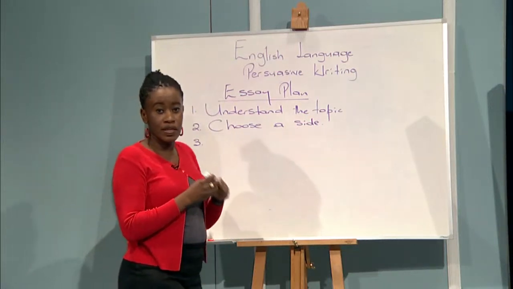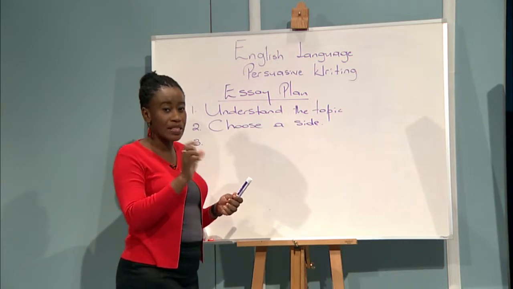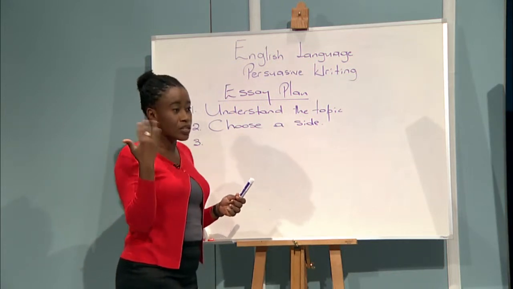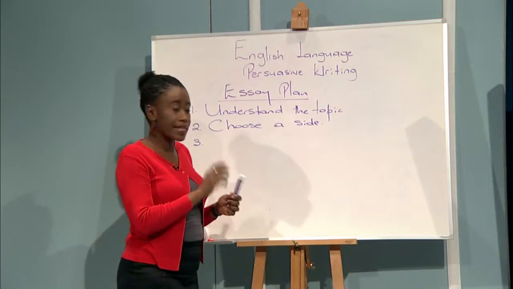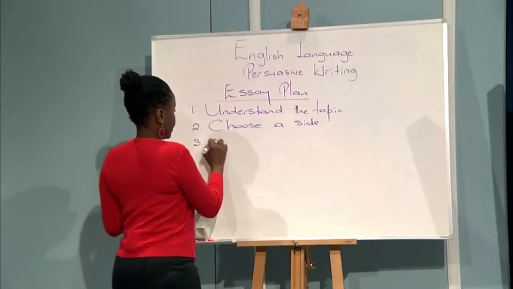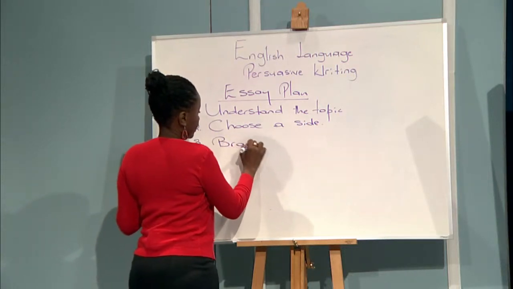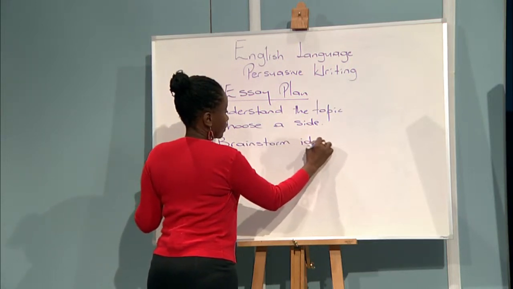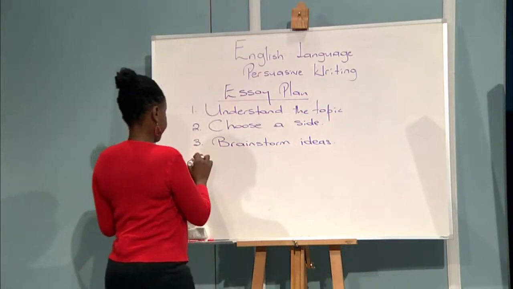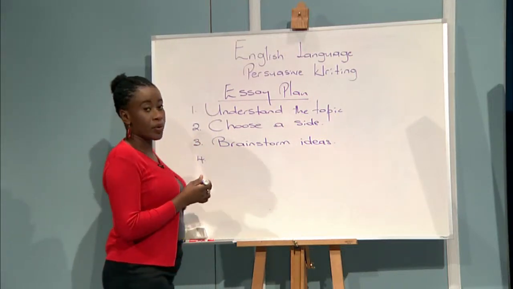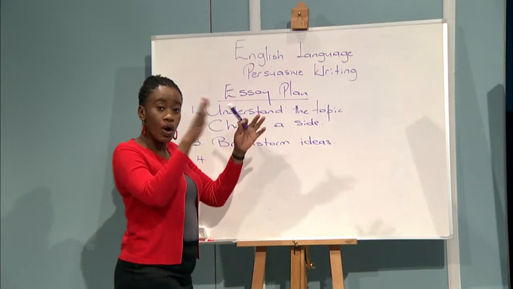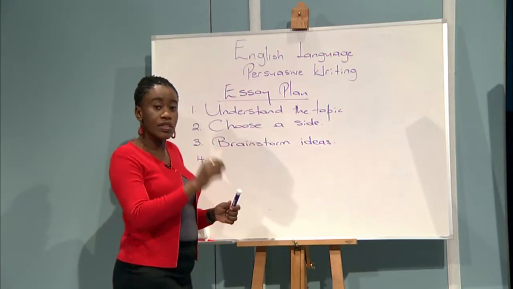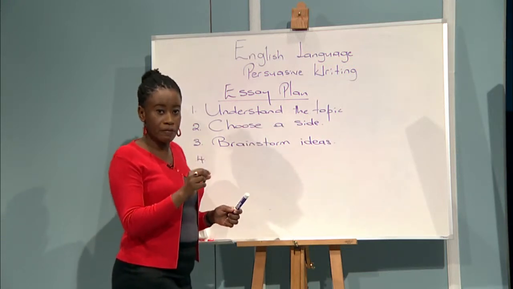Once you have chosen your side, I'm going to suggest that you start brainstorming ideas. So whatever comes to your mind in support of your point, write it down. Brainstorm ideas. From all of those ideas now, choose 3 points that you can develop in your essay.